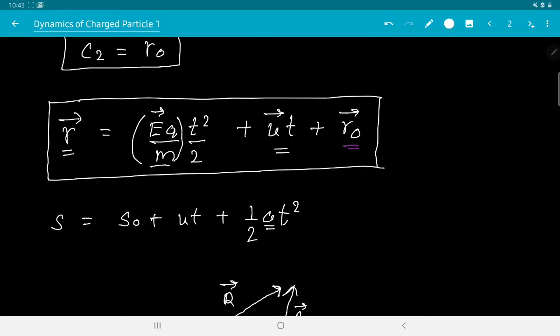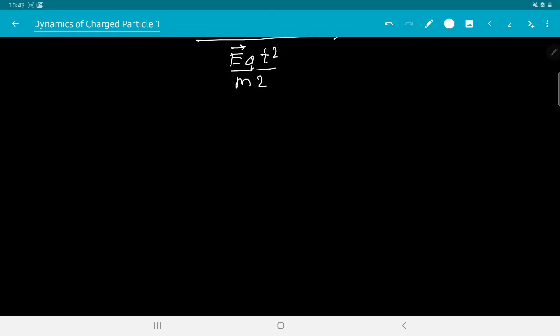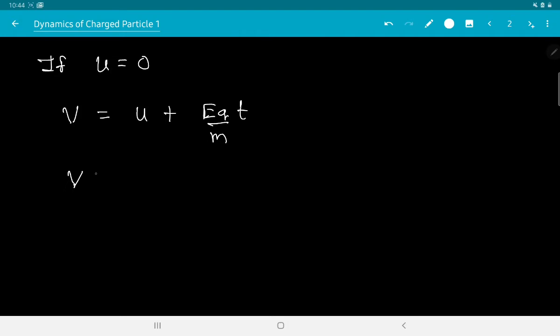Now we will consider if the initial velocity is equal to 0. As we know, if the initial velocity is equal to 0, the equation for the velocity at any time instance, where we had u plus eq by m into t, will become, if we consider u to be 0, just v is equal to eq by m into t. Eq by m is the acceleration.